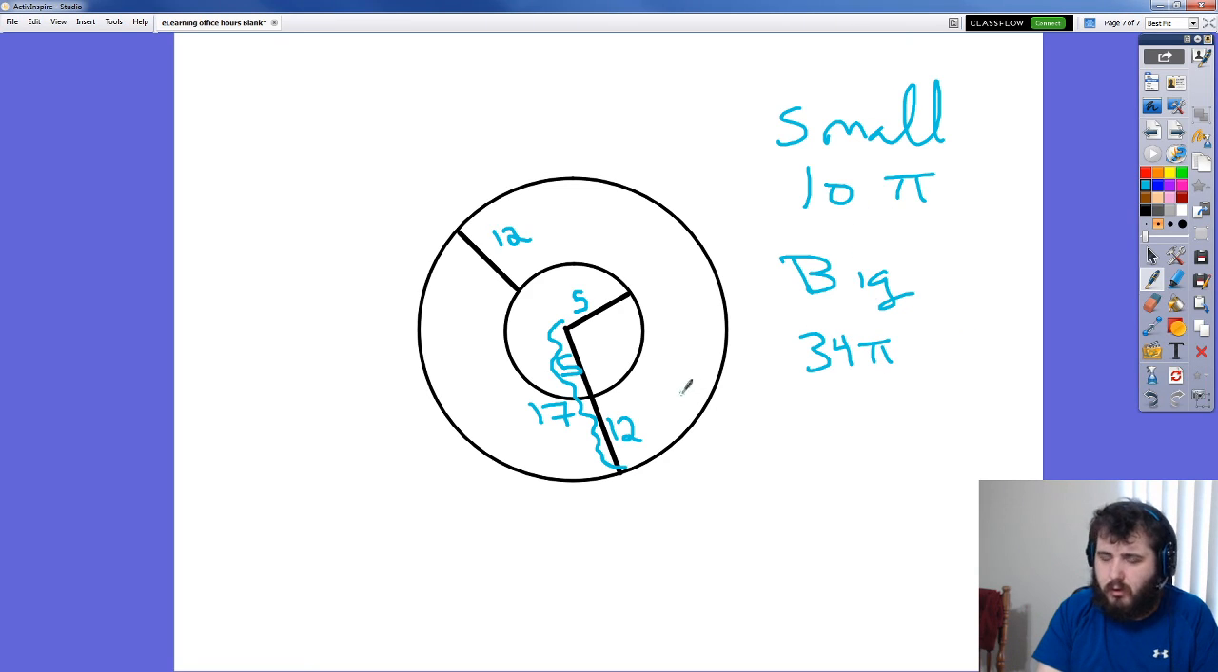So how much farther when I run along this track than when I run along this track? Well, what's this minus this?